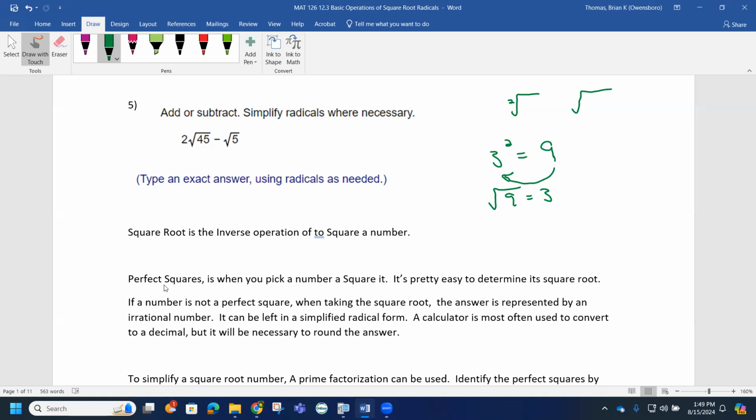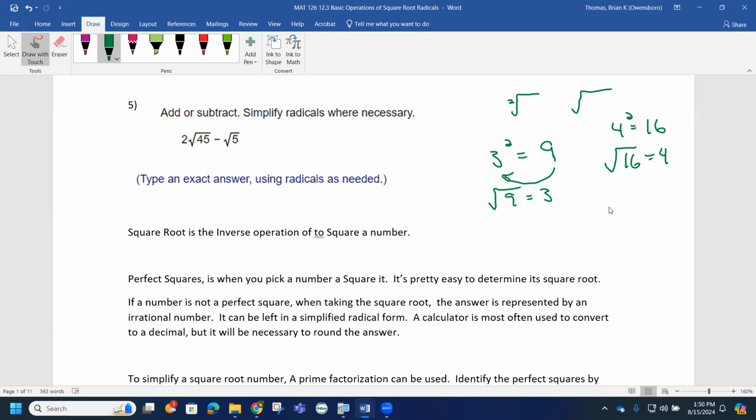So when we talk about perfect squares, a perfect square is when you pick a number and square it. So notice that 9 would be called a perfect square because 3 squared is 9. So it's pretty easy to take the square root of perfect squares. So if I gave you 4 squared, that's going to equal 16. So 16 is called a perfect square. And the square root of 16, well, what squared gave me 16 was 4. So those are what we call our perfect squares.